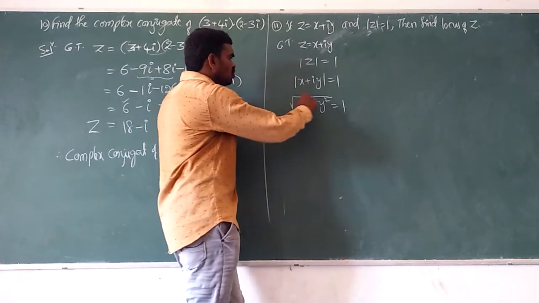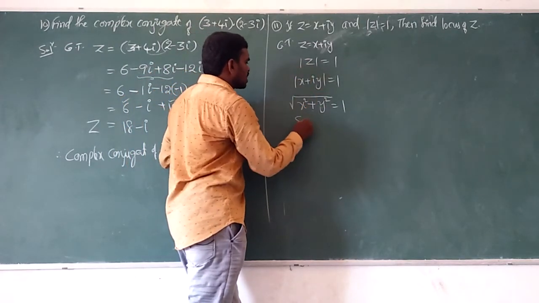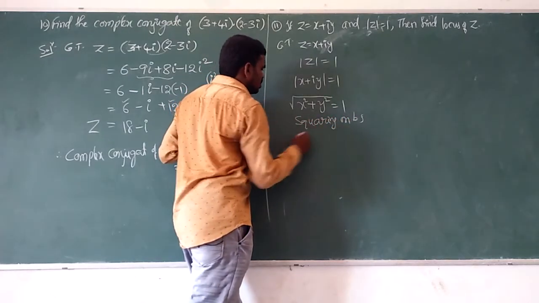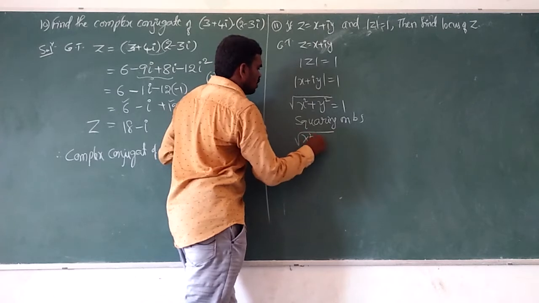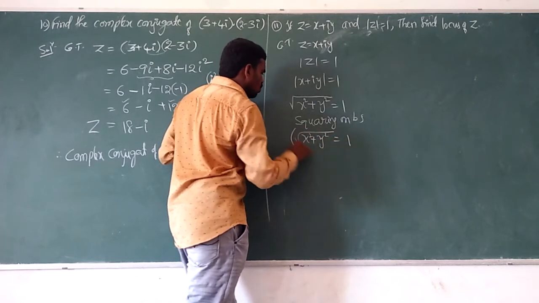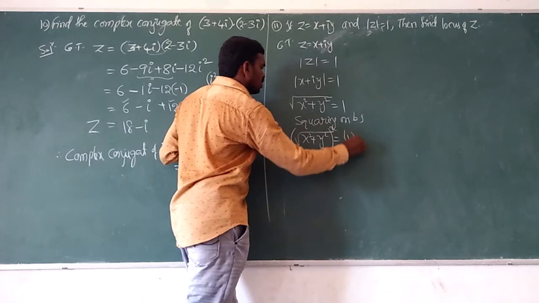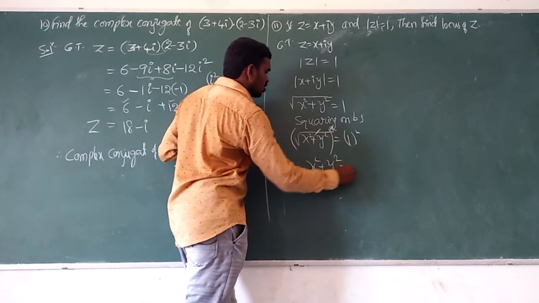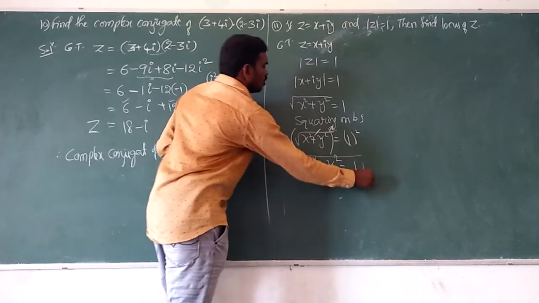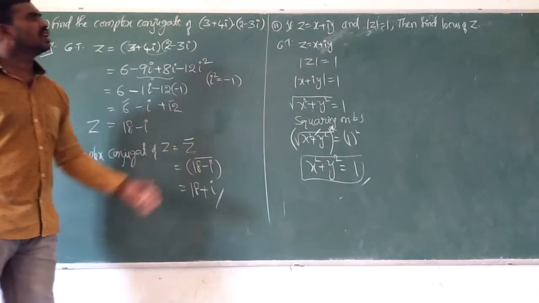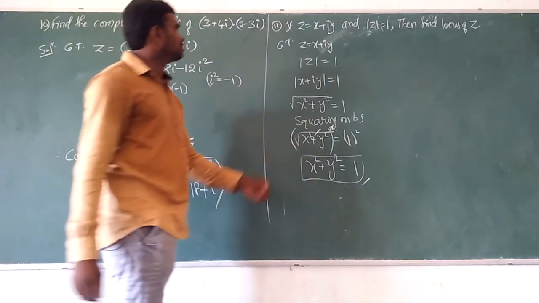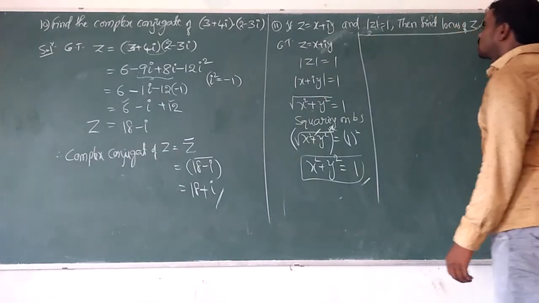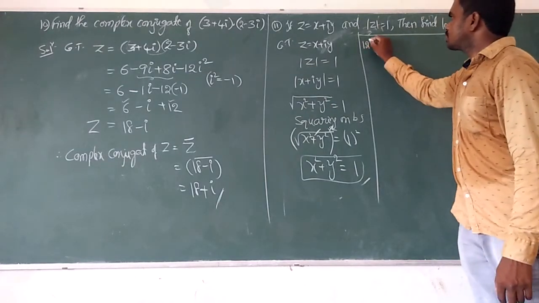Now to remove the square root, take squares on both sides. Root of x squared plus y squared equals 1, squaring both sides, the square cancels. We get x squared plus y squared equals 1. This is the locus of the given complex number z. That's it. Let us see one more question on this type of locus of z.